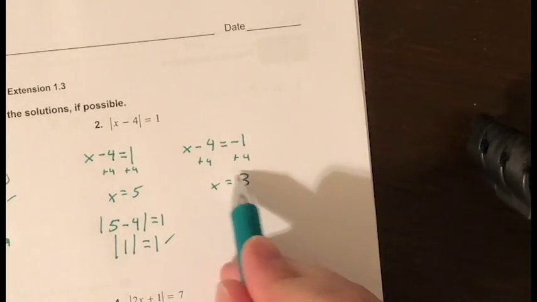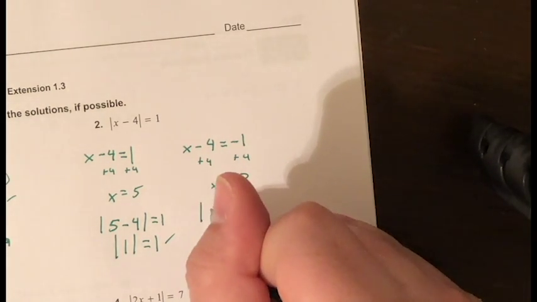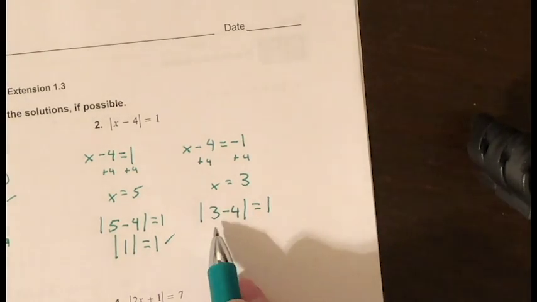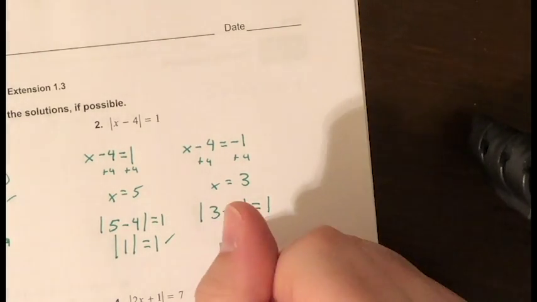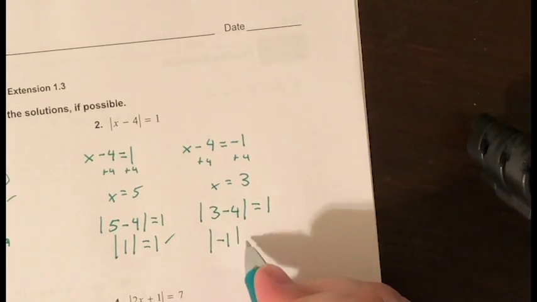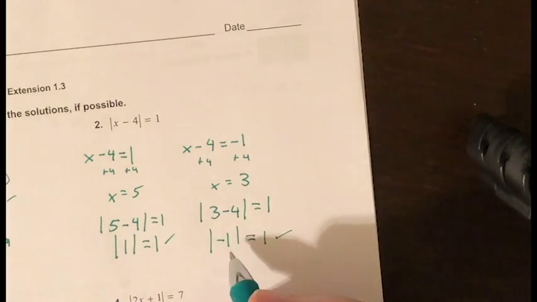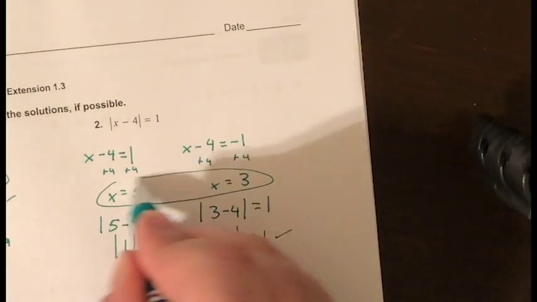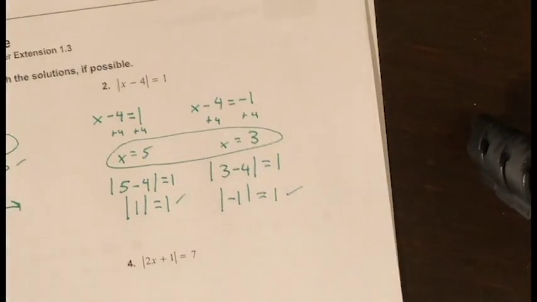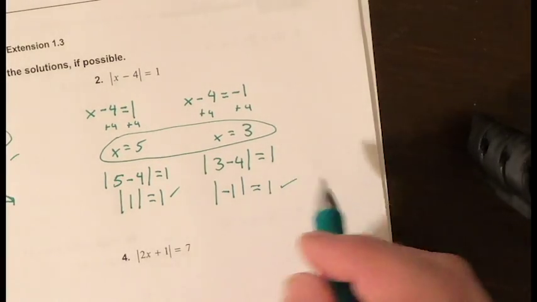All right, let's plug this one back into our original equation. The absolute value of 3 minus 4 is equal to 1. Well, 3 minus 4 is equal to negative 1. So the absolute value of negative 1 is equal to 1. Does this work? Yes, it does. So what are my answers? Both of these.